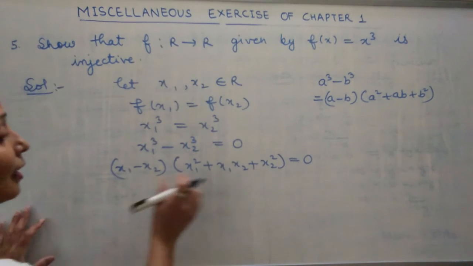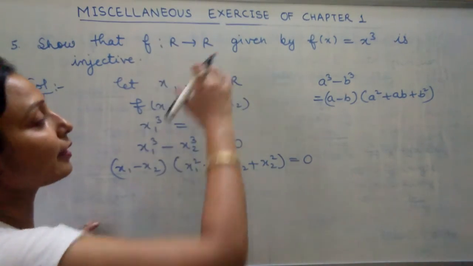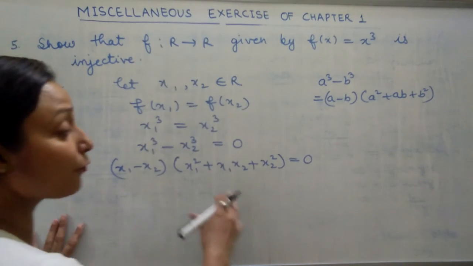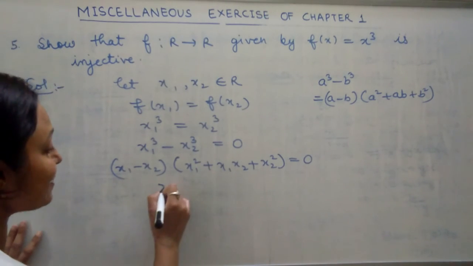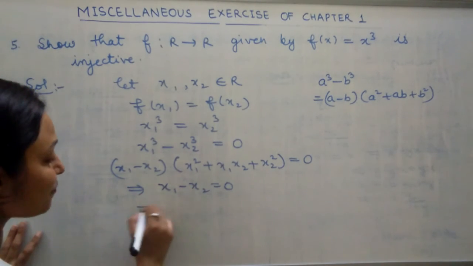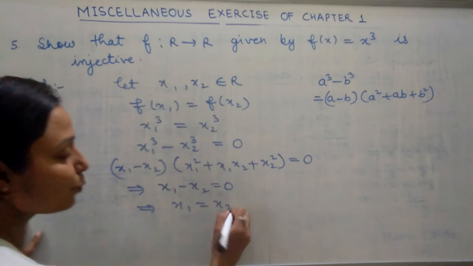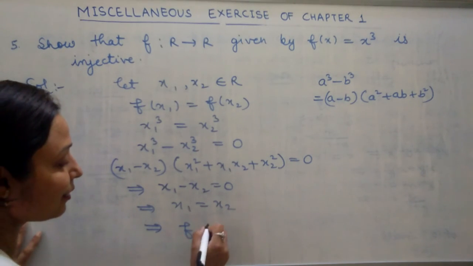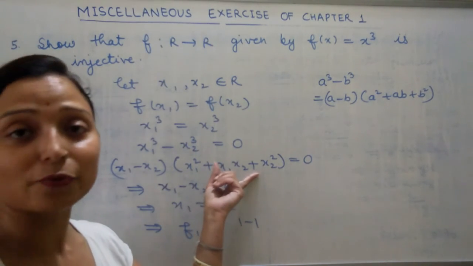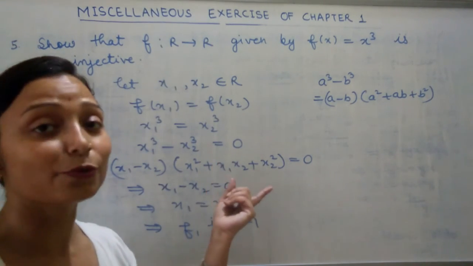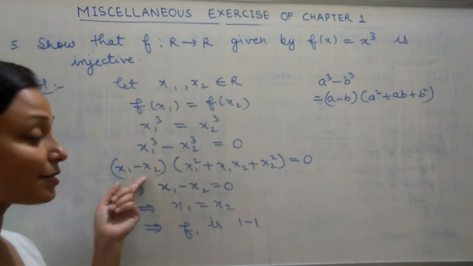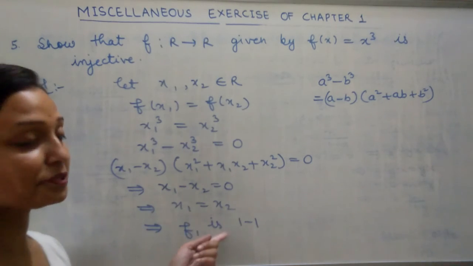Okay, now this second factor will never be equal to 0 for real numbers, unless x1 and x2 are both 0. Otherwise it will never be equal to the 0 number. So x1 minus x2 equals 0, which gives x1 equals x2. This implies f is 1-1. From here we can get the value, f is 1-1.